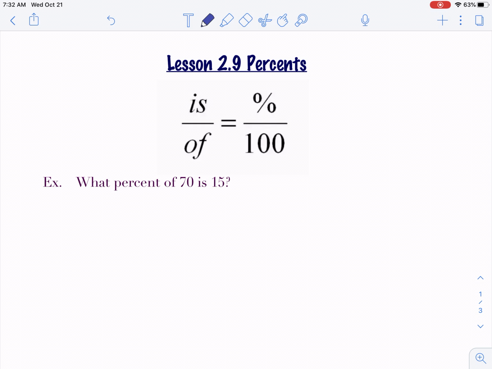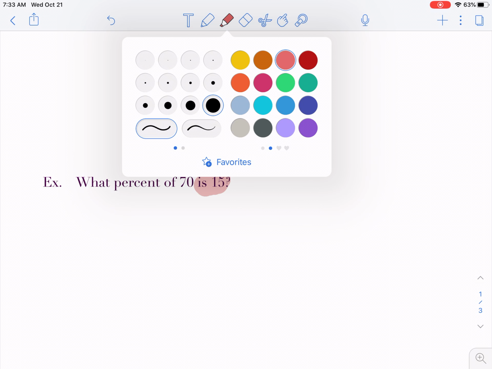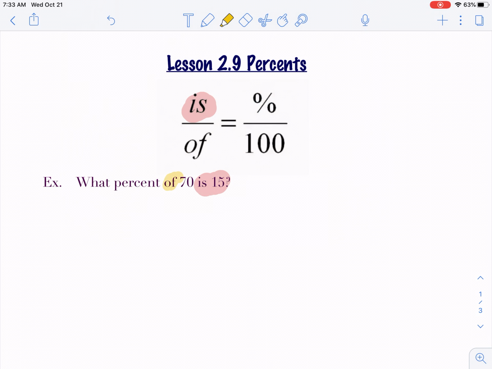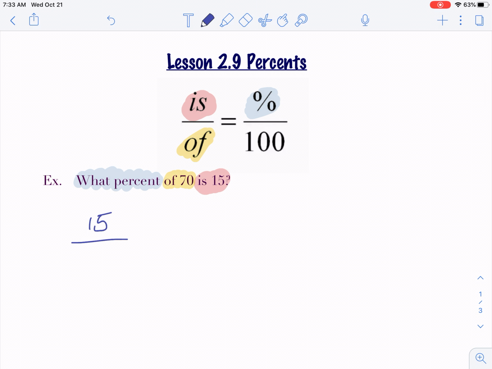In the first example, when asked what percent of 70 is 15, we can follow this proportion by determining that the is portion is equal to 15 because that is my part in this proportion. The of, or the whole in this proportion, is 70, and I'm asked to find the percent because it asks me what percent. So that is going to be my given variable in this proportion. So to set this proportion up, I would have 15 over 70 equal to x over 100.